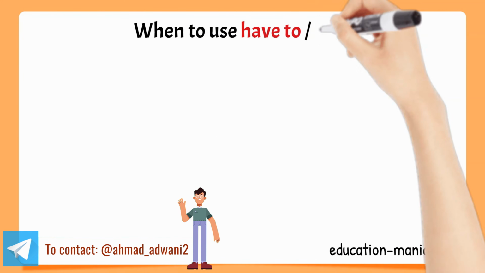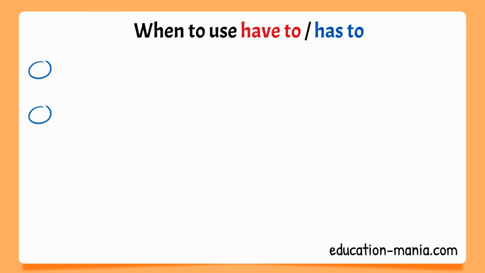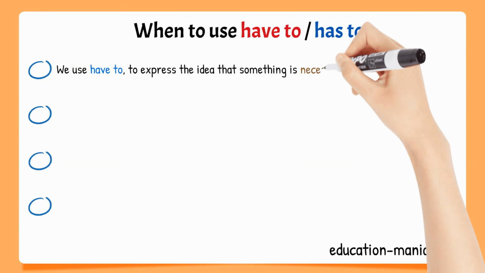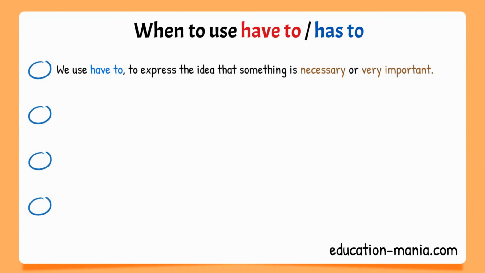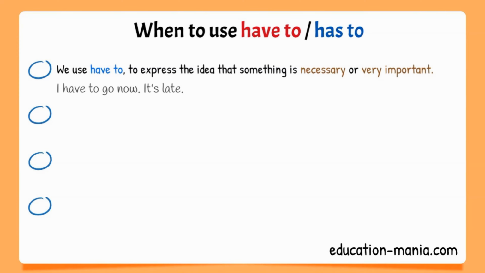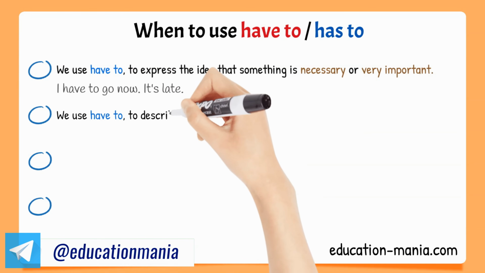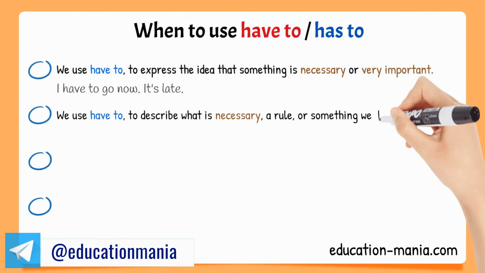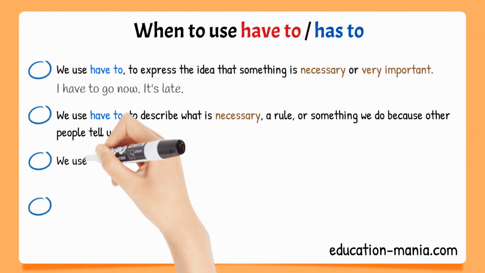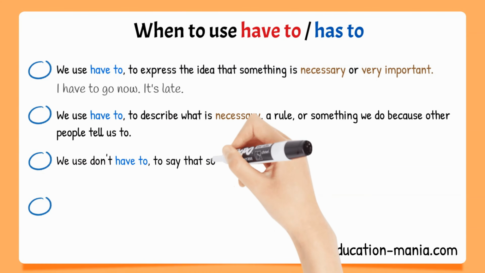When to use have to and has to. We use have to express the idea that something is necessary or very important. I have to go now. It's late. We use have to describe what is necessary, a rule or something we do because other people tell us to. We use don't have to say that something is not necessary.